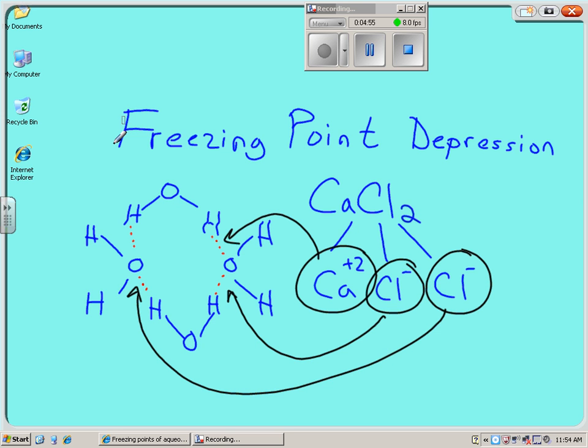So then what ends up happening is when you break these connections, the water molecule is free to become a liquid again. It floats off.